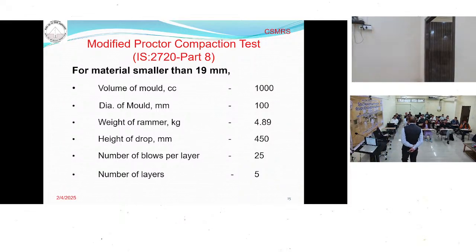The second one is the modified Proctor test, or the heavy compaction test. In case of the heavy compaction, again depending on the particle size, if the particle size is less than 90, the same 100 mm mold will be used, but here instead of 2.6 kg, we are using 4.89 kg, which falls from a height of 45 centimeters. The mold is filled in 5 layers instead of 3 layers. That is the difference.